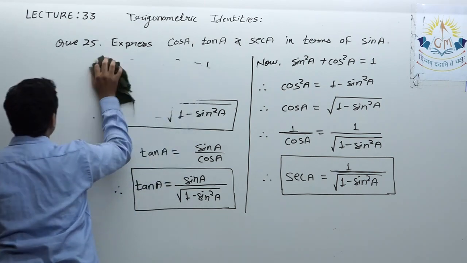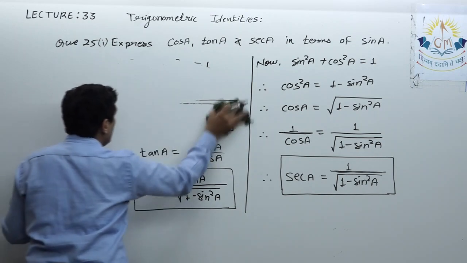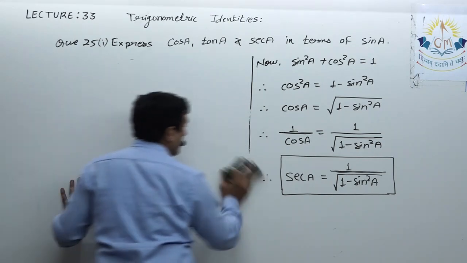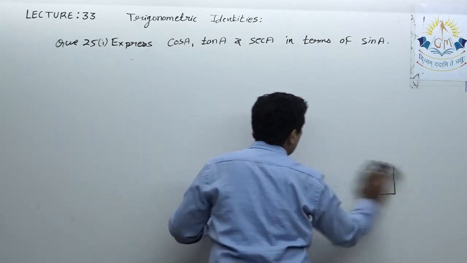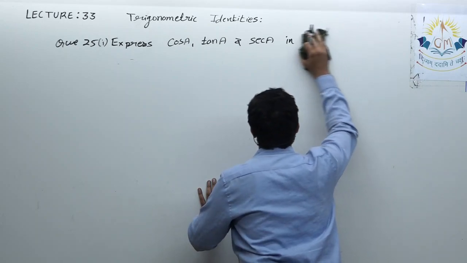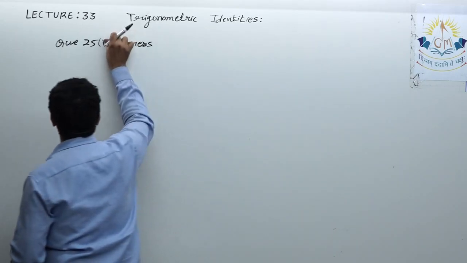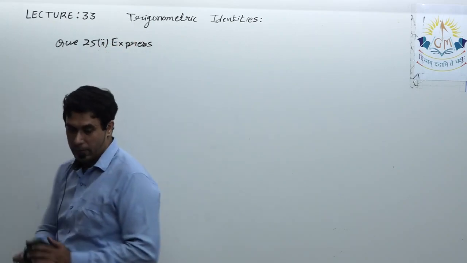Okay, now this was the first of the 25th question. Now we'll see the third one. Second one is for your homework. Actually, third one is also similar to question number 1 and 2 only, but in question 1 and 2, they are asking to convert the given trigonometric ratios in the form of one more trigonometric ratios.